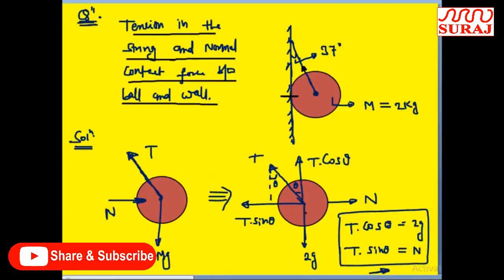Now the another question which we were discussing yesterday, at the end we have to calculate the tension in the string and normal contact force between ball and wall, like the normal here and the tension here. So if we make the diagram and we see the component of forces, one which is balancing the mg, another which is balancing the normal. So T cos theta here is balancing the weight of this ball, and T sin theta is balancing the normal contact force acting on the ball because of this wall.